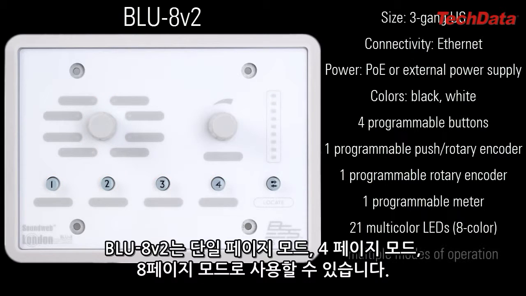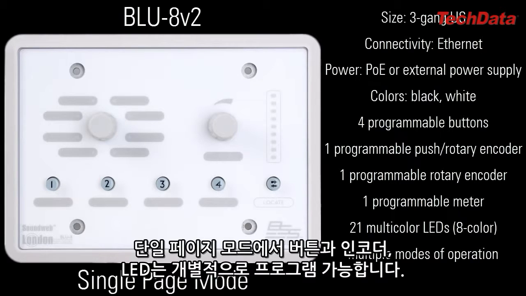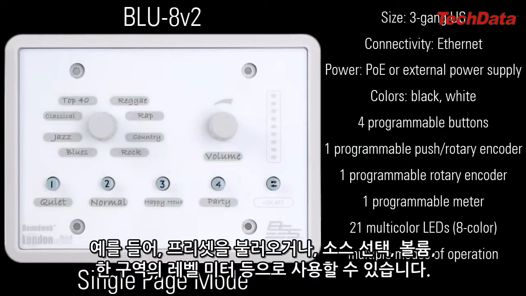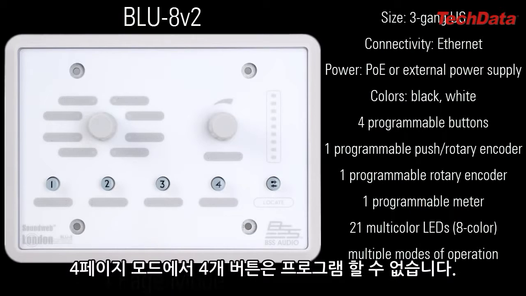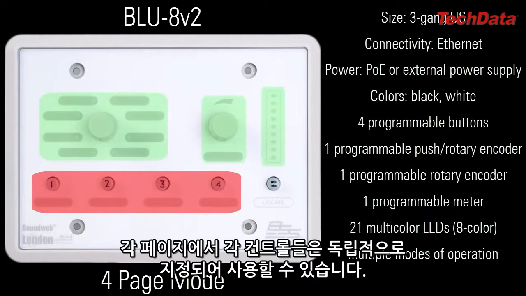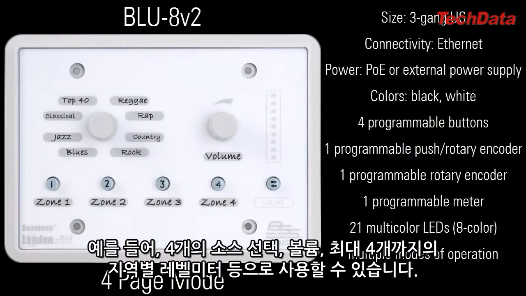The Blue 8 V2 can operate in single-page mode, 4-page mode, or 8-page mode. In single-page mode, the buttons, encoders, and LEDs are individually programmable. This is useful, for example, for preset recall, source selection, volume control, and metering for a single zone. In 4-page mode, the 4 buttons are non-programmable. Instead, they allow navigation between up to 4 different pages, each of which can have unique parameter assignments on the other controls. This is useful, for example, for source selection, volume control, and metering for up to 4 different zones.